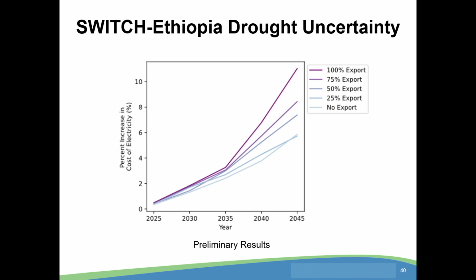We observed that the cost of electricity increases over time for every scenario. Specifically, the cost of electricity grows more sharply, exceeding a 10% cost increase by 2045 under the scenario when all of Ethiopia's export goals are met. This is compared to approximately a 5% increase if only domestic demands are met. These results further illustrate the challenges for planning under drought uncertainty and the constraints and cascading effects that the drought could have on the Ethiopian grid.